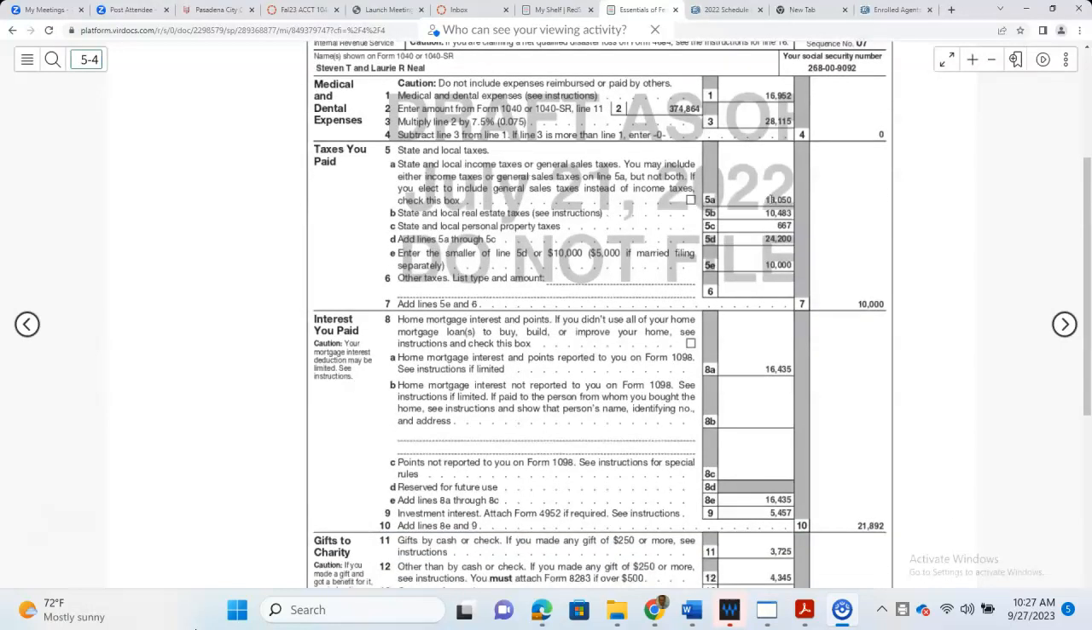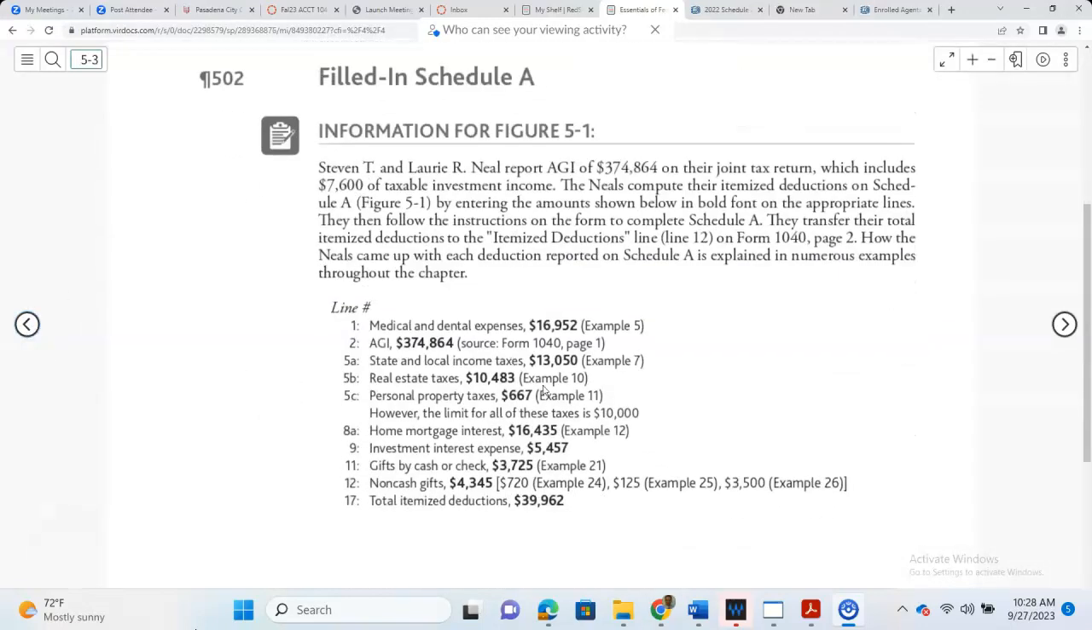Here we have $13,050 for state and local income taxes or general sales taxes, whichever is bigger, you can use that. You can try to see which one gets bigger, okay? Try the income tax option, or check the box and use general sales tax, to see which one is better. So you can try. If we go back to the previous page, it says state and local income taxes, $13,050. So that's what we're going to use.